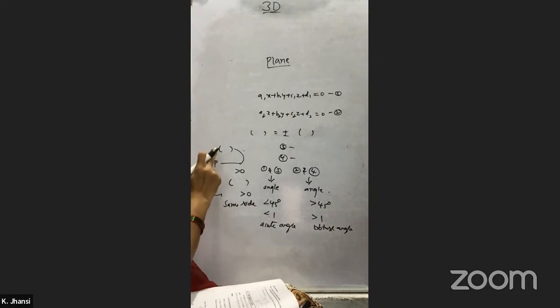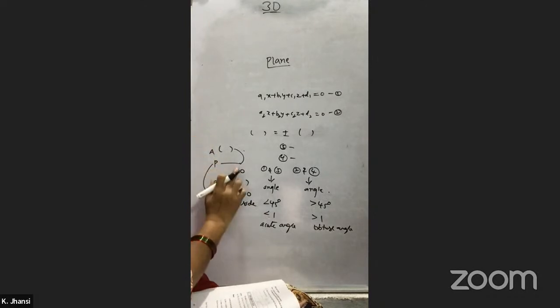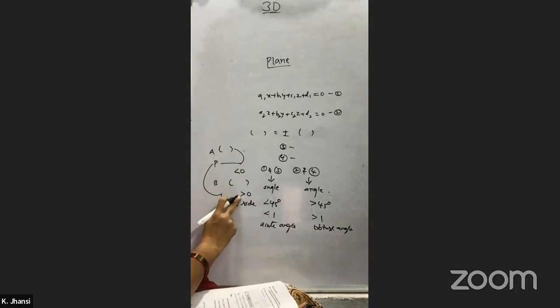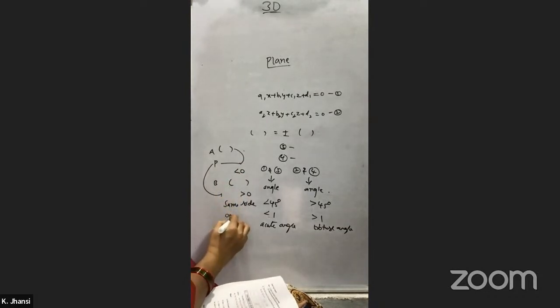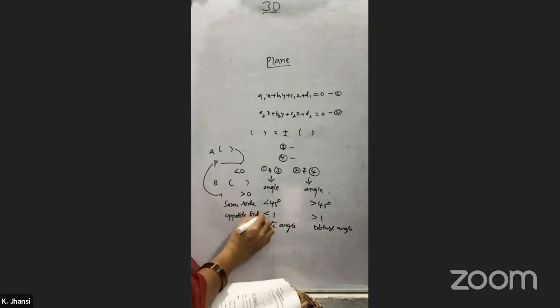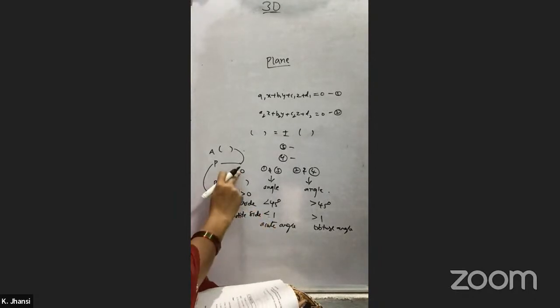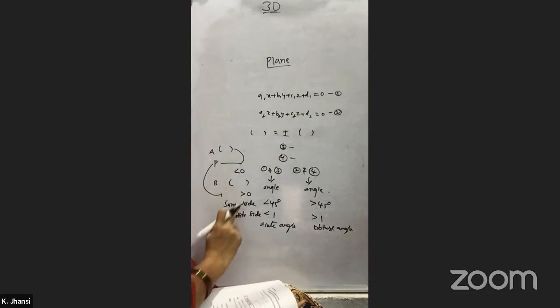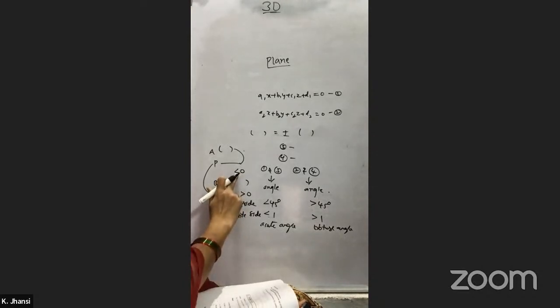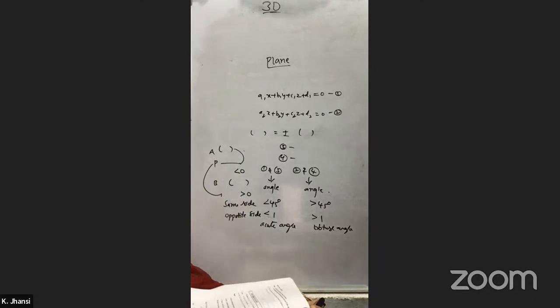Okay. So if you substitute the A point in the plane and one is less than 0 and another one is greater than 0, then we call it lying on the opposite side. Okay. Same side means the sign should be the same. Opposite side means one will be less than 0, one will be greater than 0.